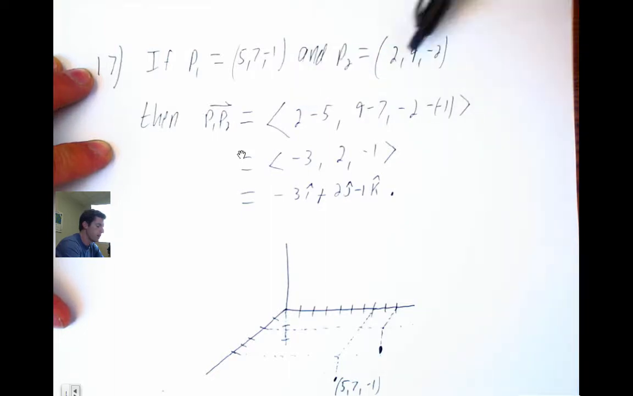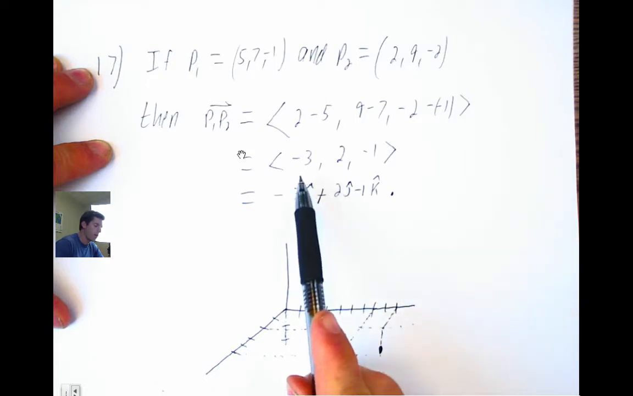So 2, 9, and negative 2, if you like, are the first terms in each of these 3 slots. And then 5, 7, negative 1. 5, 7, negative 1 is what gets subtracted. Okay. So I wanted to draw a picture.